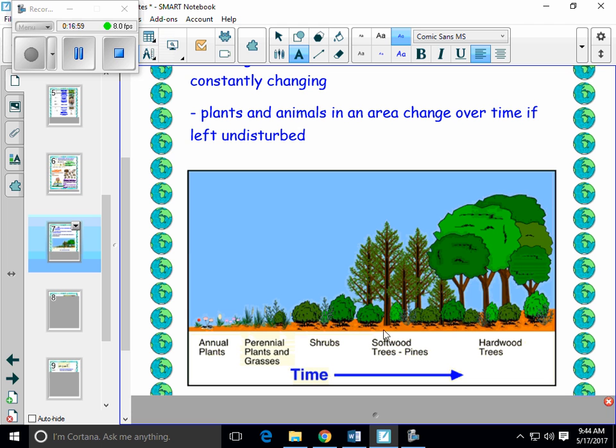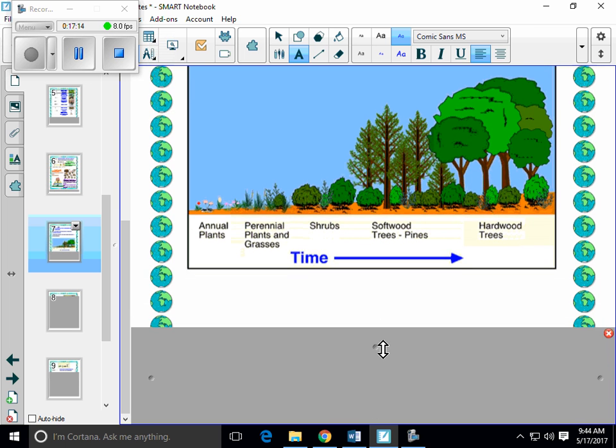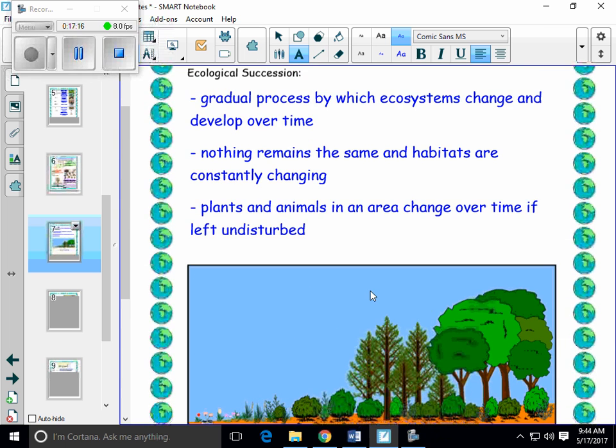And as succession of plants changes, then new animals and birds and reptiles and bugs are going to move in or move out depending on what's available for them to live in or hide in or eat. So ecological succession is when an ecosystem changes over time.